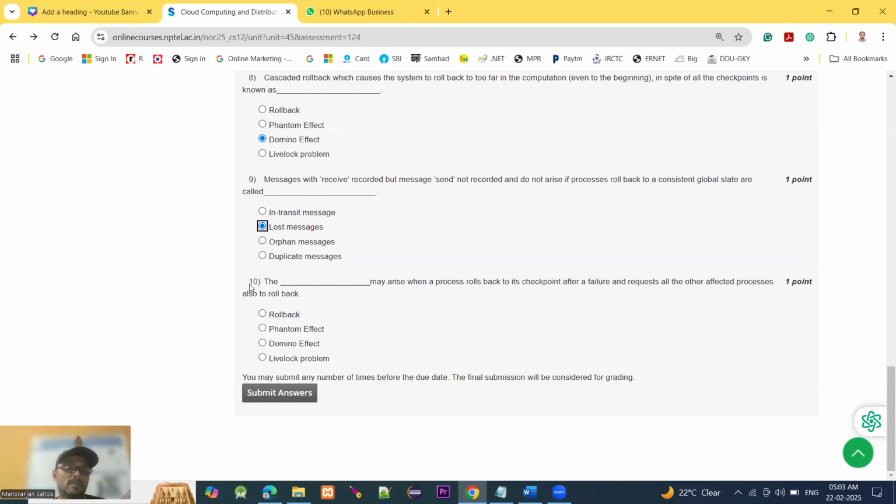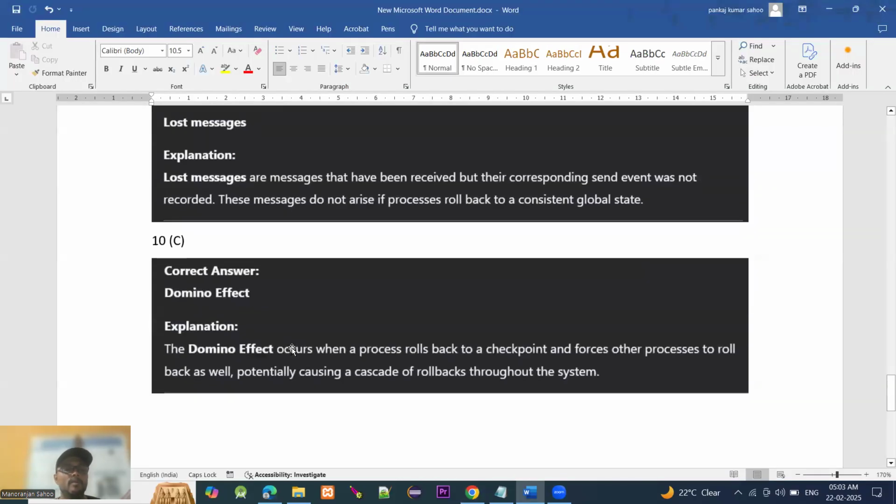Then go to the last question. The dash arises when a process rolls back to its checkpoint after a failure and requests all the other affected processes also to roll back. Okay, so you can treat it as the domino effect. 10C. The domino effect occurs when a process rolls back to a checkpoint and forces other processes to roll back as well, potentially causing a cascade of rollbacks through the system.